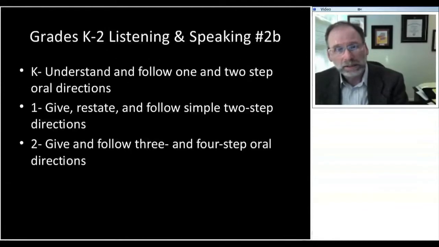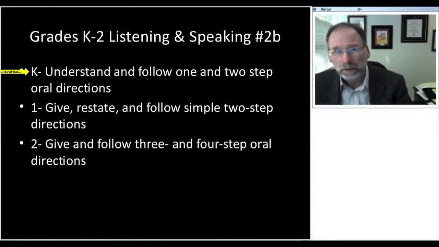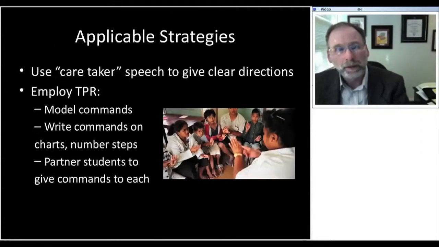Let me go back 2 slides here. According to our standards for learning, for kindergarten students, they are to understand and follow 1- and 2-step directions. Using total physical response is very helpful for them. For first grade students, they are to give and restate and follow simple 2-step directions. And for second grade students, they're to give and follow 3- and 4-step oral directions. Using caretaker speech, our first strategy, we can employ a variety of total physical response strategies where we model the commands that we've written out, we write the commands on a chart, and we number the steps. And we also ask students to partner with each other and give commands to each other to see if they know what the words are.